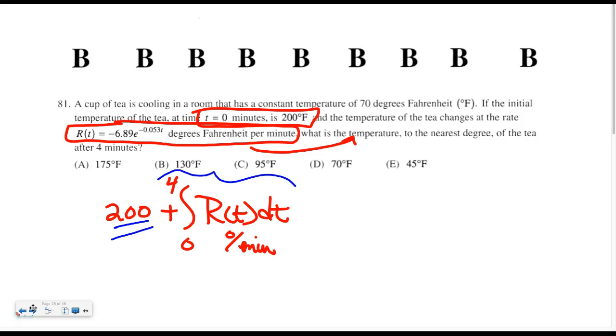In this case, we're accumulating temperature, degrees per minute times minutes, add it all up, gives me a net change in temperature after I start at 200. I don't know what that is. That's up to you to go enter that on a calculator.